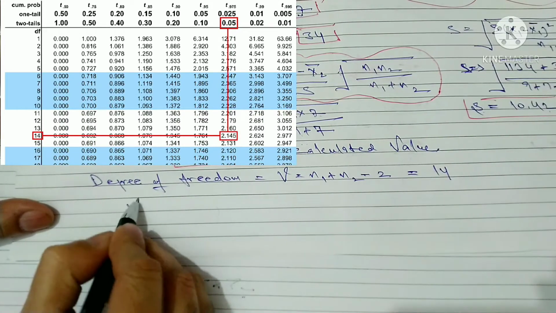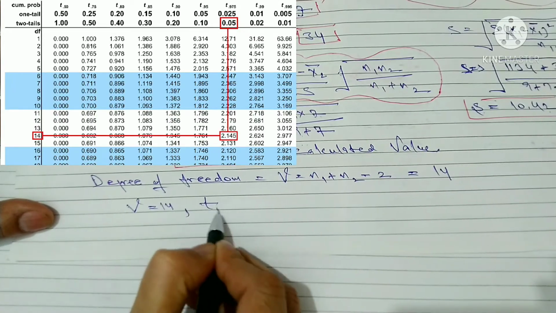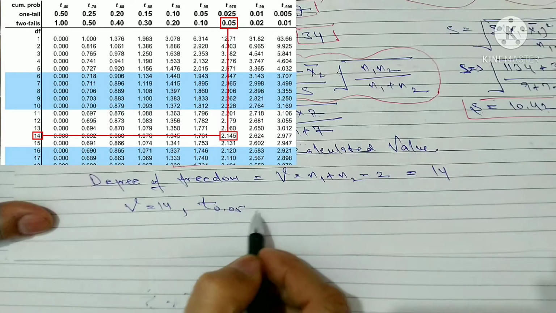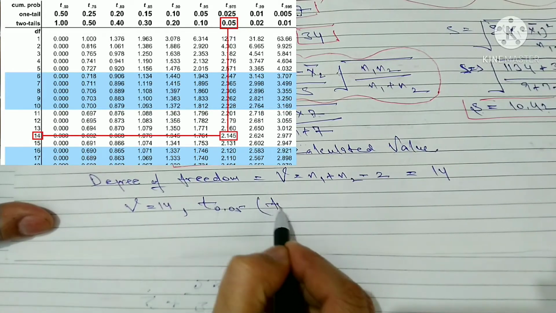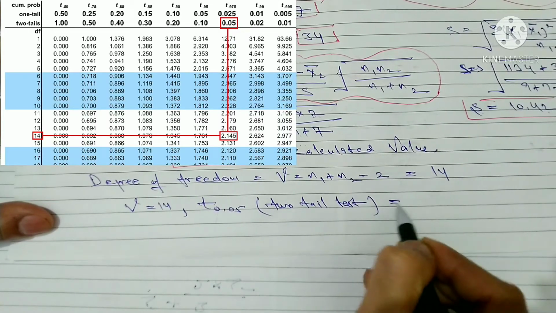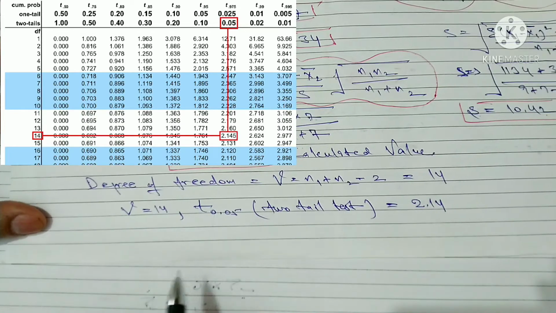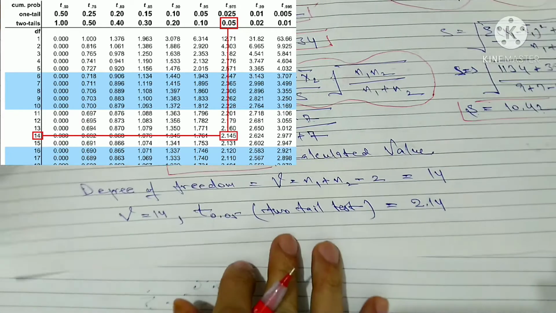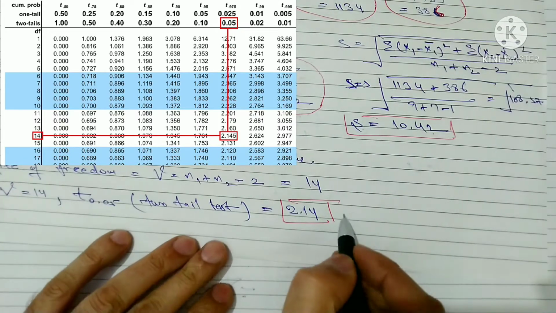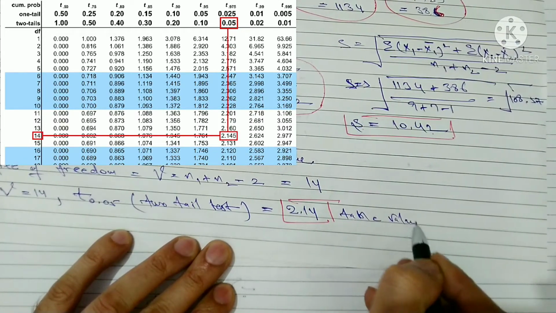Therefore, for nu equals 14, the value of t at 5% significance level for a two-tail test, the table value is 2.14, which is the table value or critical value.